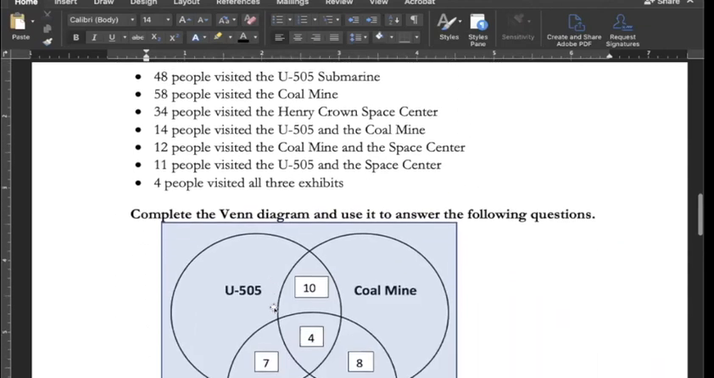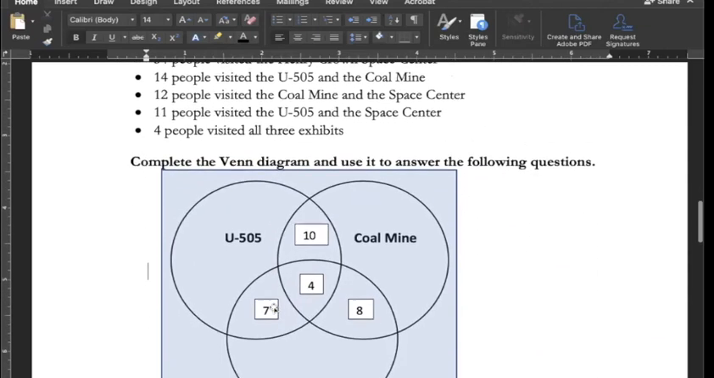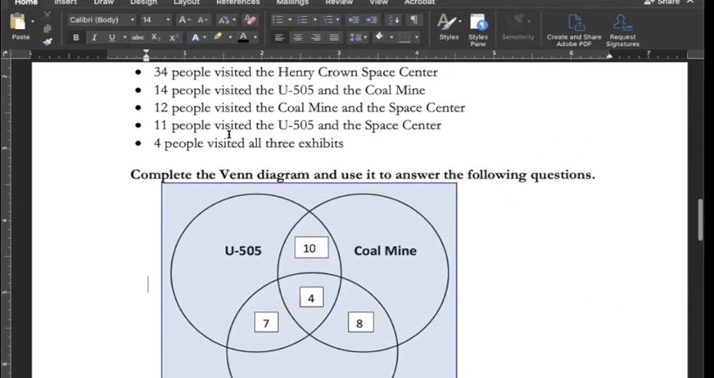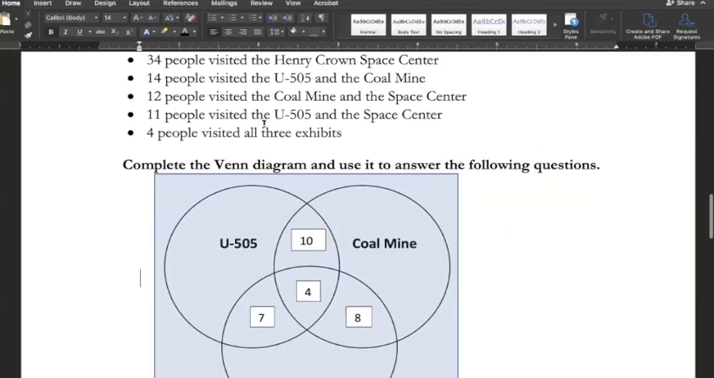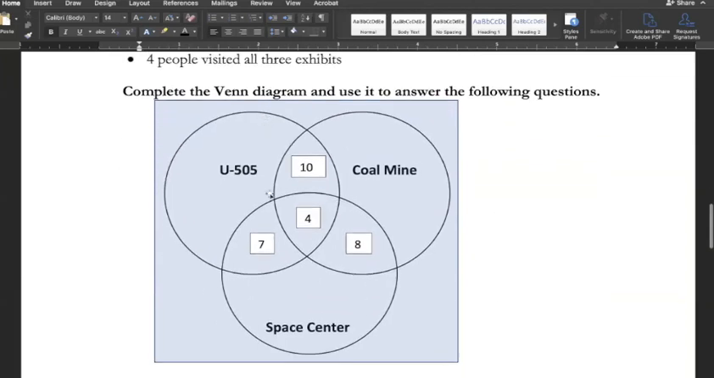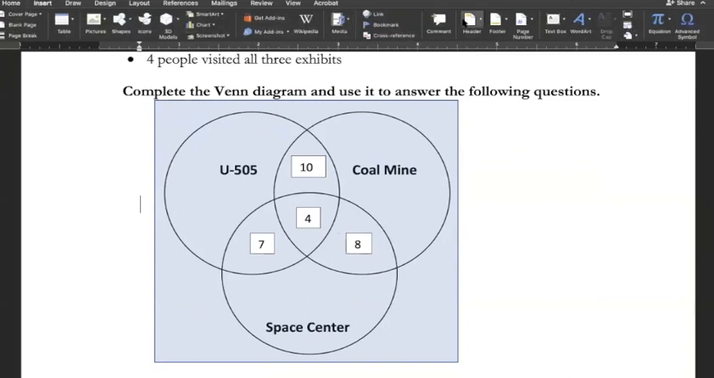All right. Now we need to continue to account for the rest of them. Now it says 34 people visited the Henry Crown Space Center. Remember that number 34. I'm going to expand this if I can. There we go. We can see it a little bit better. 34 people visited the Henry Crown Space Center. Those 34 people are going to be accounted for in the circle for the Space Center, okay? So we're going to put a text box in the only region that's left for the Space Center, which is right here, okay?